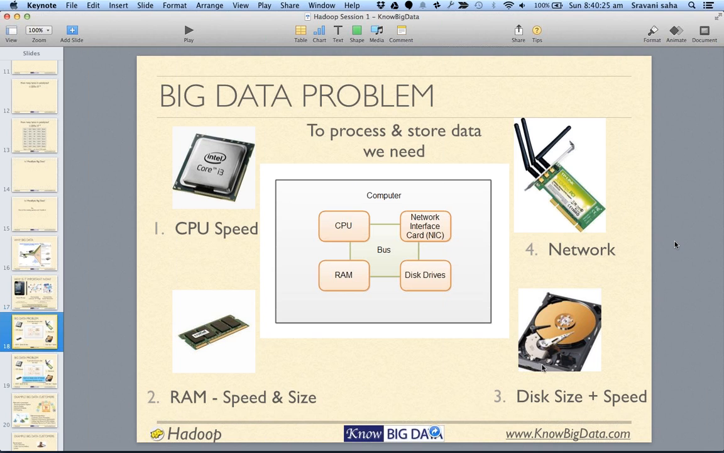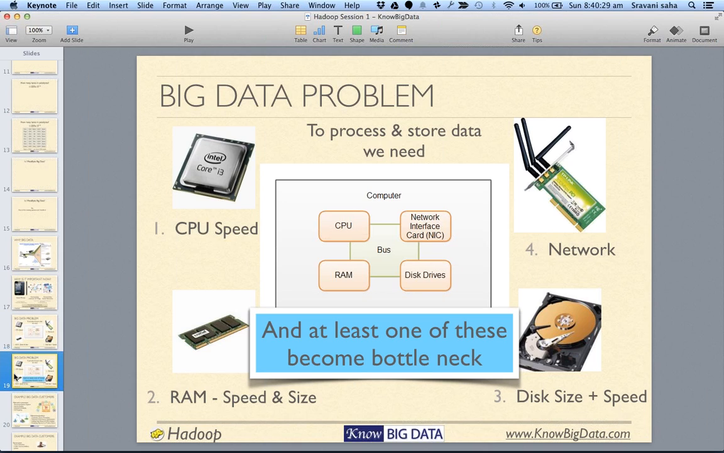So when you are handling the big data problem, at least one of these four components will become an impossible bottleneck to solve without introducing one more computer. And the moment you introduce one more computer, all these four things have got doubled. You got one more processor, one more RAM, one more disk, and one more network. So effectively, you have doubled your capacity from all angles.